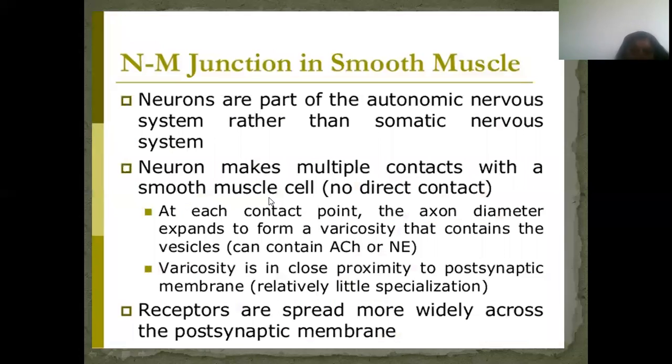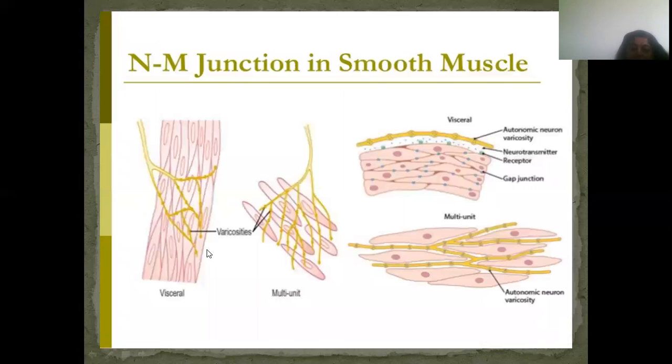Now we'll talk about neuromuscular junction. Neurons are a part of the autonomic nervous system rather than the somatic nervous system. Neurons make multiple contacts with a smooth muscle cell, but it does not have any direct contact. Receptors are spread more widely across the postsynaptic membrane. Here is the diagram. You can see this diagram very clearly.